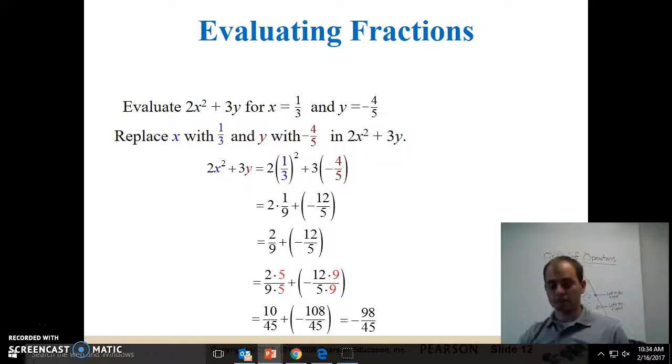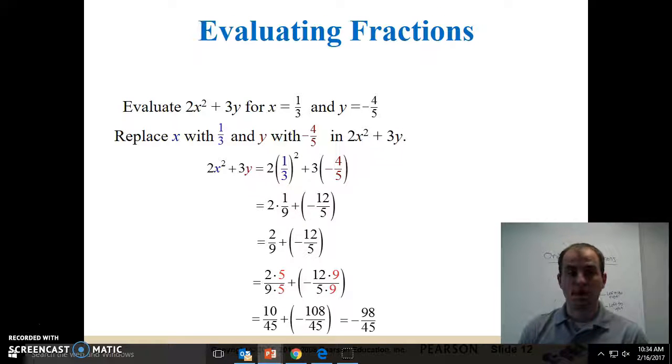Okay, so that's the last part of section 4.6 on how to do order of operations, and it's a great review on how to multiply, divide, add, and subtract fractions.